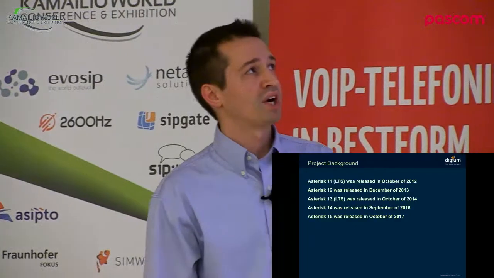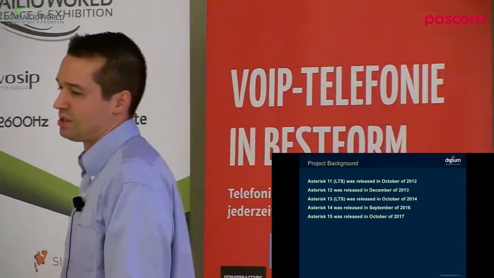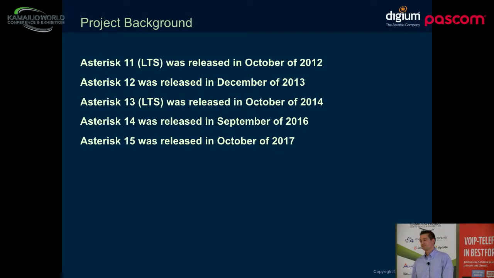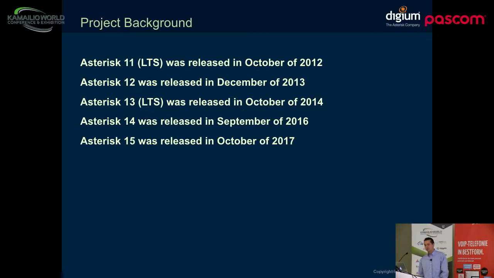All right, so I want to talk a little bit about project background and things like that. Project policy. Asterisk 11 was released in October 2012. That was 6 years ago, a long time ago. Asterisk 12 was in 2013. Asterisk 13 was in 2014. Asterisk 14 was in 2016. Hopefully I said that right. And then we just released Asterisk 15 in 2017.